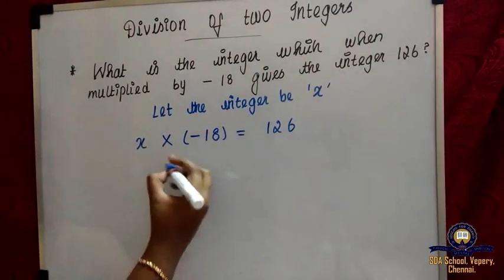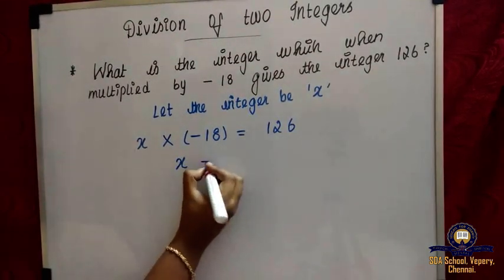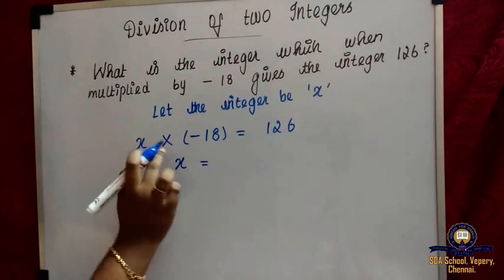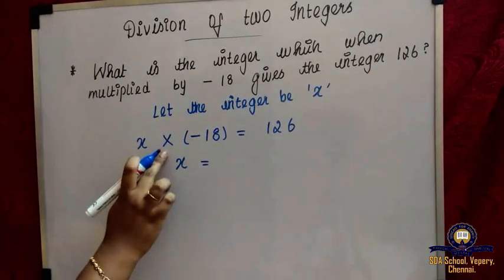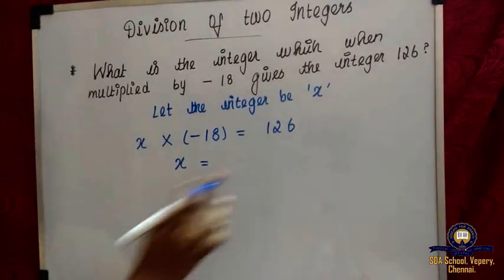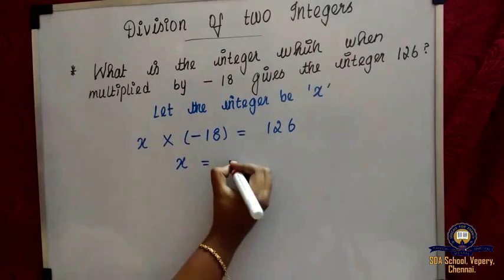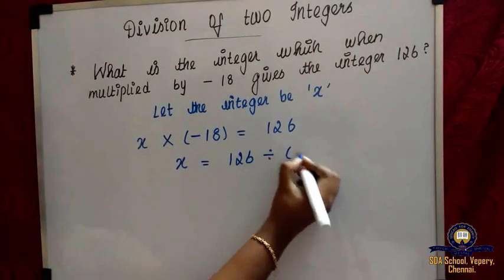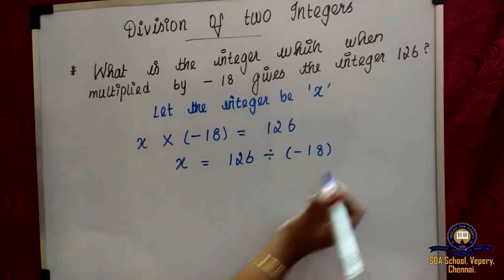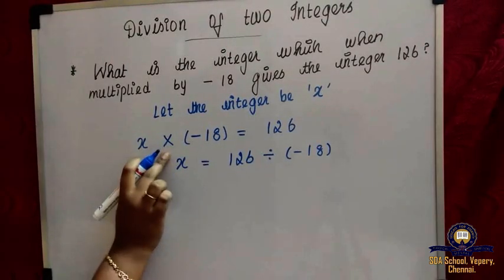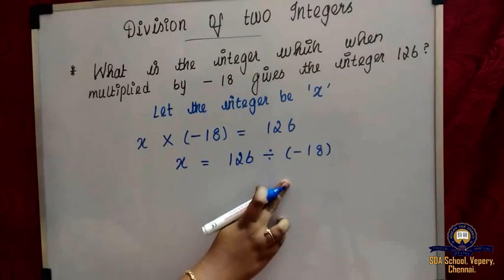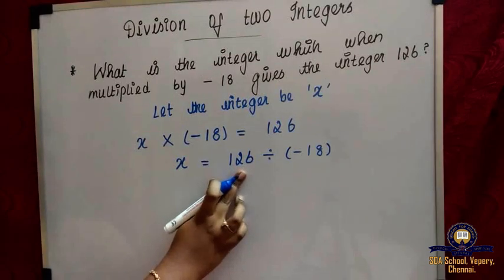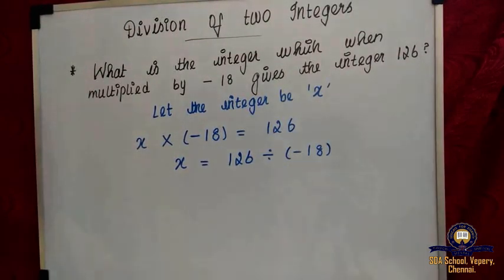For that, keep x as such and we have to bring minus 18 to the other side. It is in multiplication. So when you bring multiplication to the other side, it will become division. So it is 126 divided by minus 18 because you are bringing multiplication to the other side. So now we have to divide 126 by minus 18.